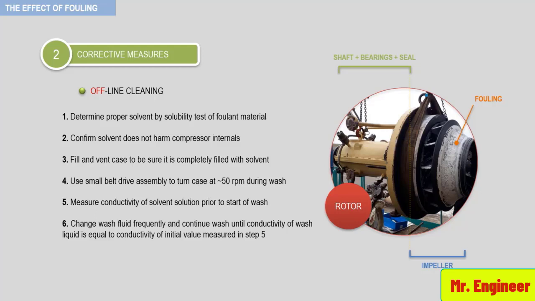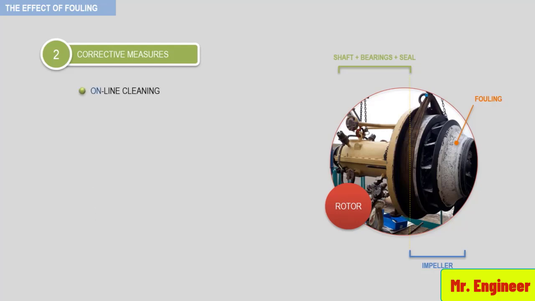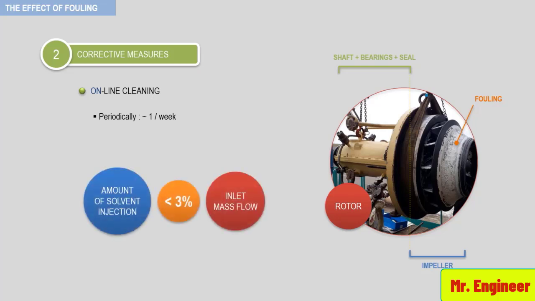Now, if an online cleaning is to be used, then it should be employed periodically. The industry best practice is to do it at least once a week, and it should begin when the rotor is in the new clean condition. As described previously, the injected amount of wash fluid should not exceed 3% of mass flow.